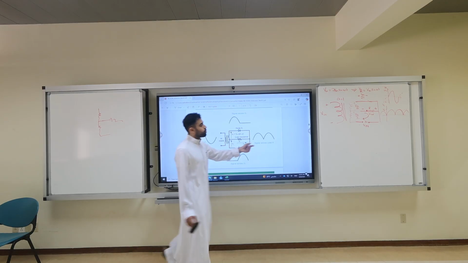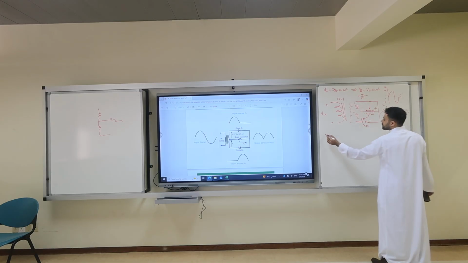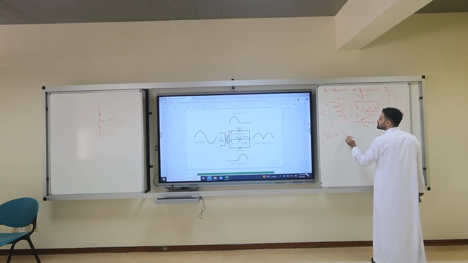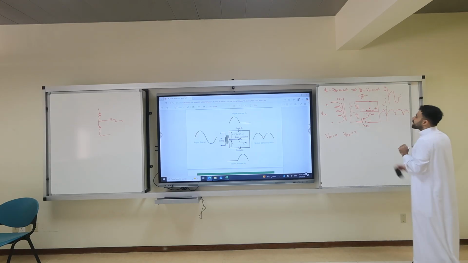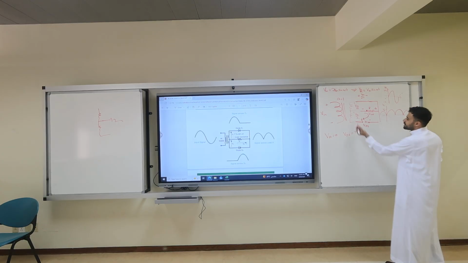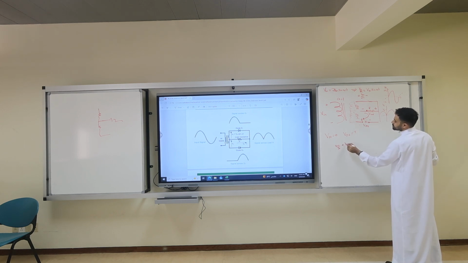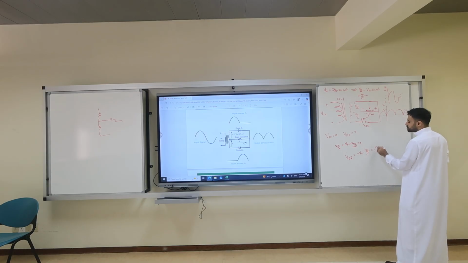Let's see again. So what is VD2? If this is short circuit, VD1 is 0, right? But what is VD2? We have to do a KVL here. This is during the positive side. If you do a KVL, voltage rise or voltage drop? Voltage rise. Plus V output plus VD2 equals 0. So what is VD2? When VD2 is open circuit, it is minus V output minus Vin over 2, which is minus 2 Vm sine omega t.